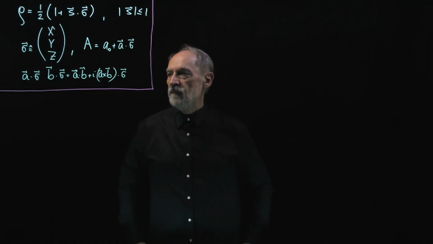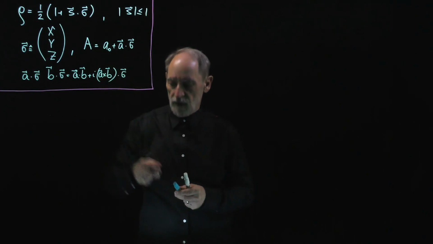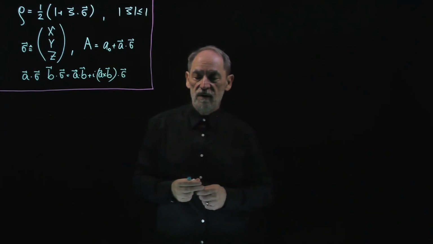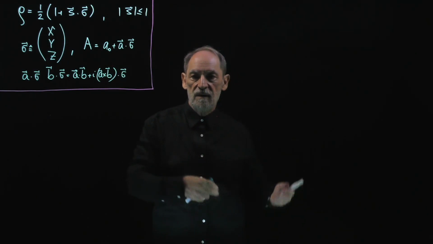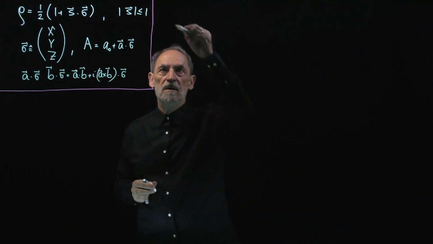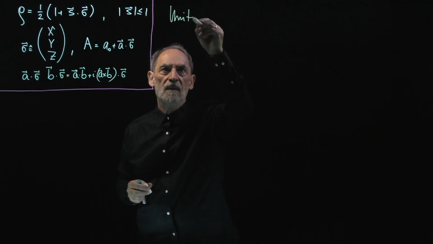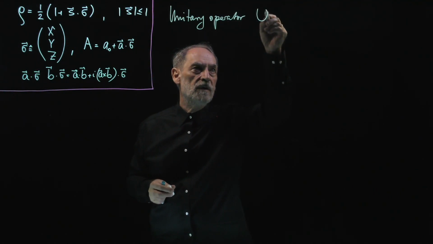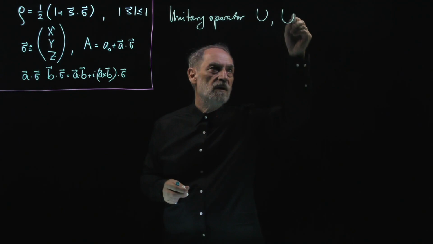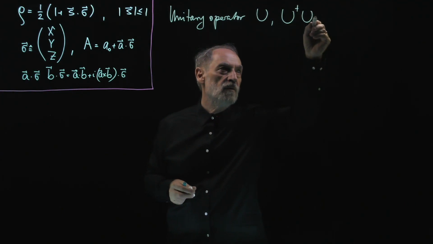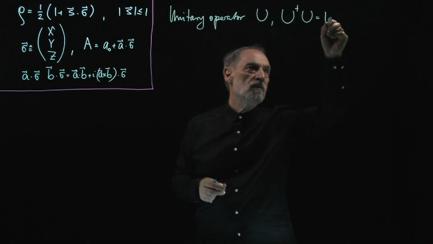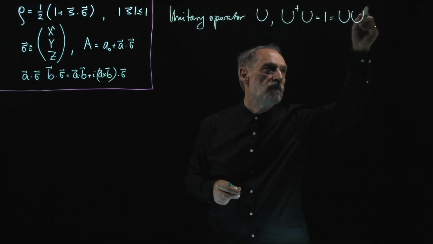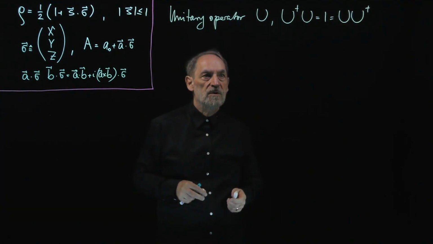Then let's look at some particular operators for the qubits, those that change one basis to another. So those would be the unitary operators. So a unitary operator U is such that you take the adjoint, you multiply with U, you get the identity. And also if you do this in the reverse order, U times U adjoint.